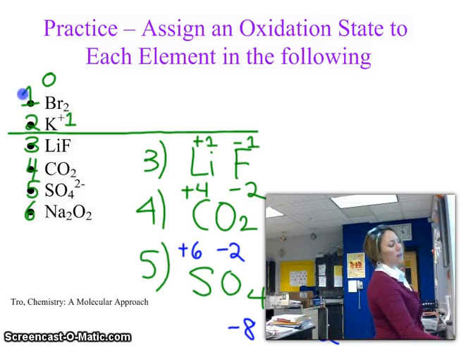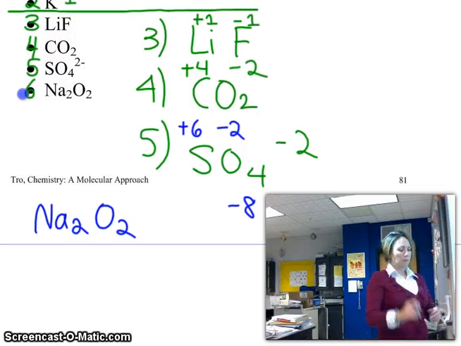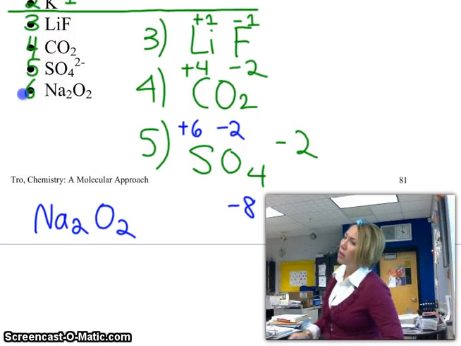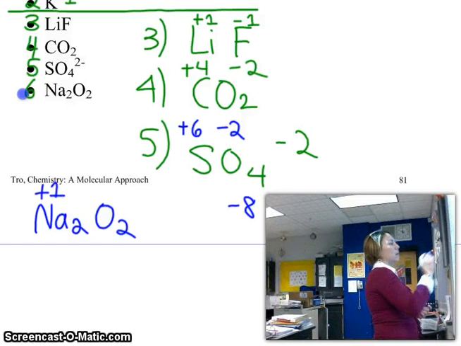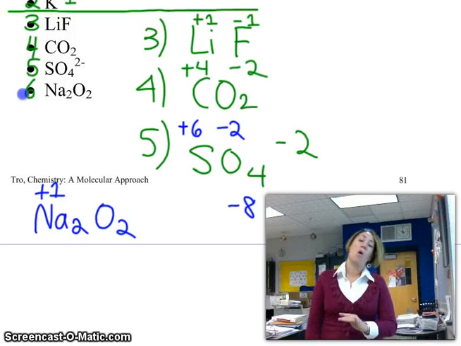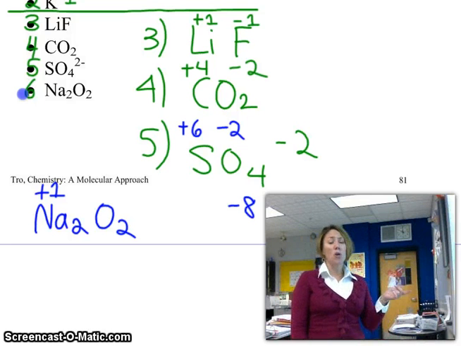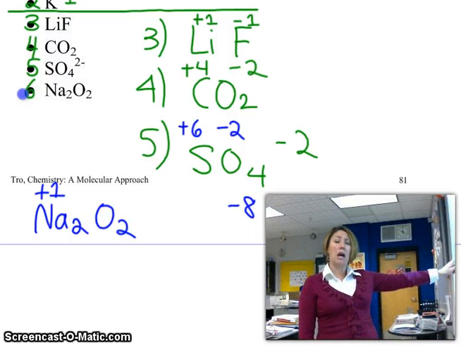And then finally, the last one here, we have Na2O2. Is there anybody from group 1? Yes, indeed there is. There's sodium, and it's +1. Is there anybody from group 2? No. Fluorine? No. Hydrogen? No. Oxygen? Yes. Now, normally, if we said no to all the other rules, oxygen would be -2, but we said yes. We said there's somebody from group 1.